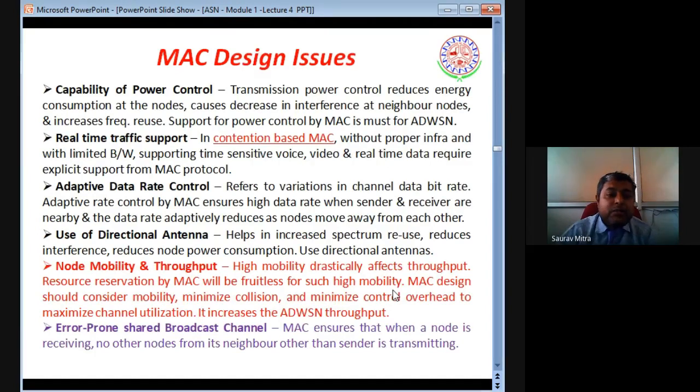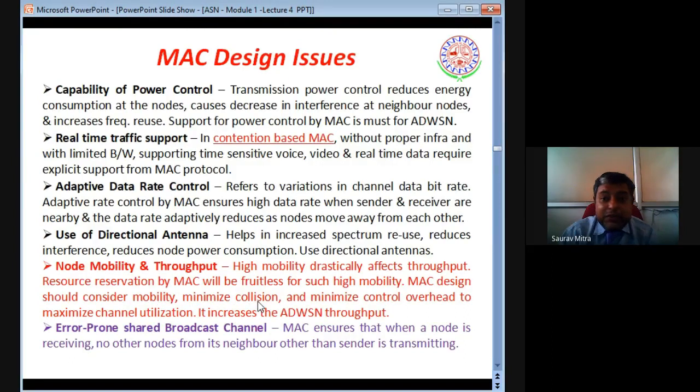So MAC design should consider mobility. How much maximum mobility is allowable in an ad hoc sensor network, the MAC should decide. That if dynamism is this much, then I am able to handle it. But with too much dynamism in the network and of the nodes, the MAC says that I cannot work any better and I cannot handle it anymore. So MAC design should consider how much mobility is allowable for perfect data transmission.